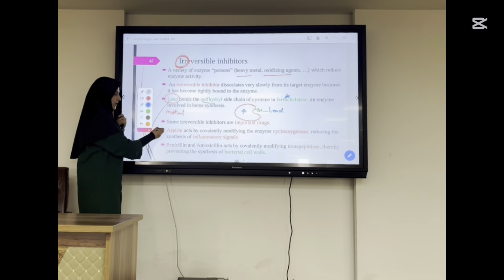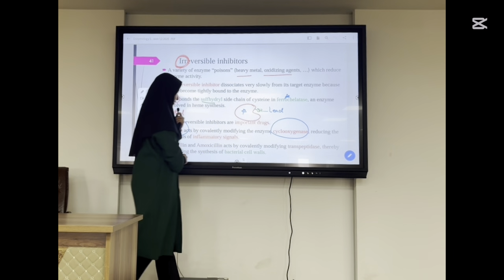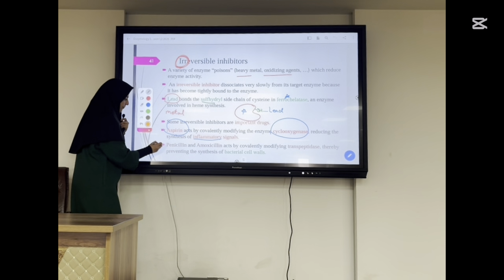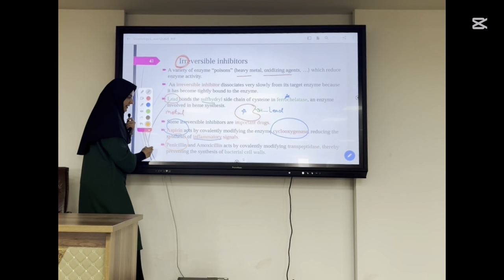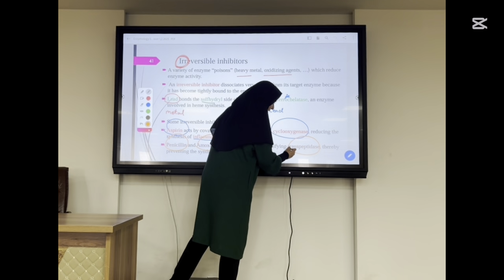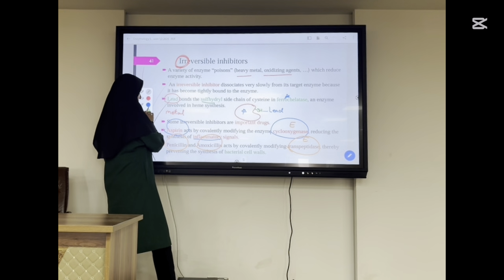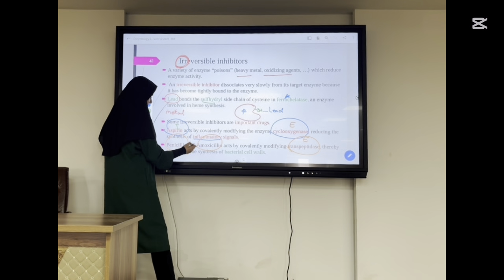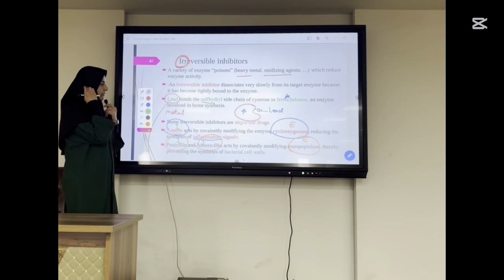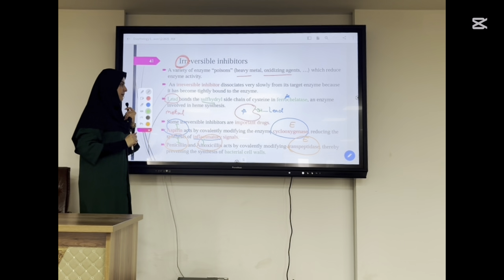And many drugs, like aspirin, inhibit cyclooxygenase. They are important in inflammatory reaction. Antibiotics, penicillins, amoxicillins, they bind to the enzyme. Please pay attention, you should memorize the name of the enzyme, and these are inhibitors. So these are the main important points you have to memorize about irreversible.